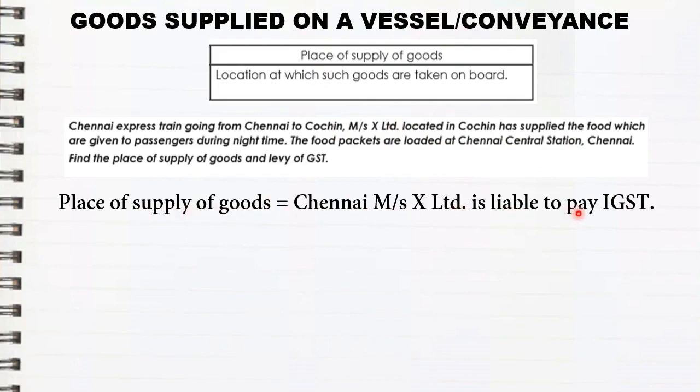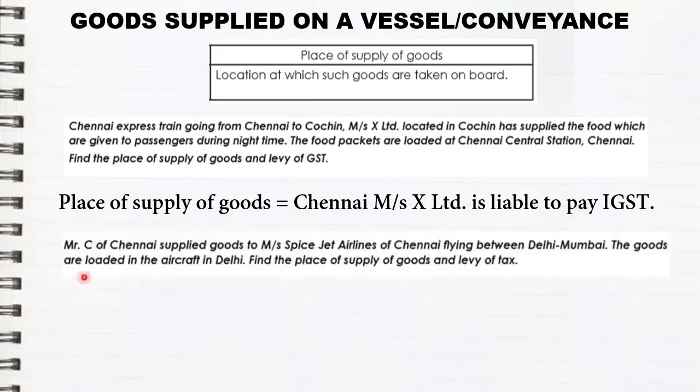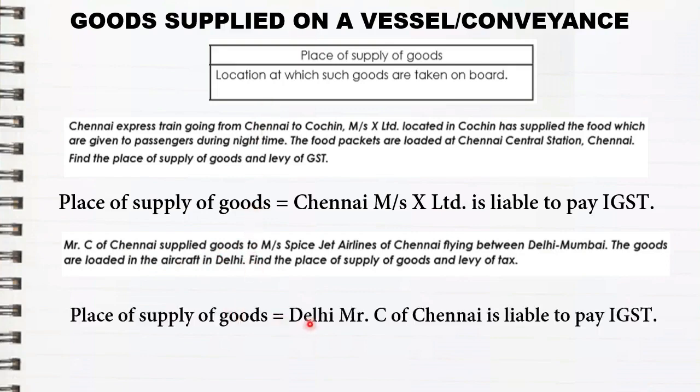Let us understand this with another example. Let's say Mr. C of Chennai supplied goods to SpiceJet Airlines of Chennai flying between Delhi to Mumbai. The goods are loaded in the aircraft in Delhi. So in that case, according to the rule, wherever the goods are loaded, that place will become your place of supply. So here the place of supply of goods will be Delhi, and Mr. C of Chennai will be liable to pay the IGST.